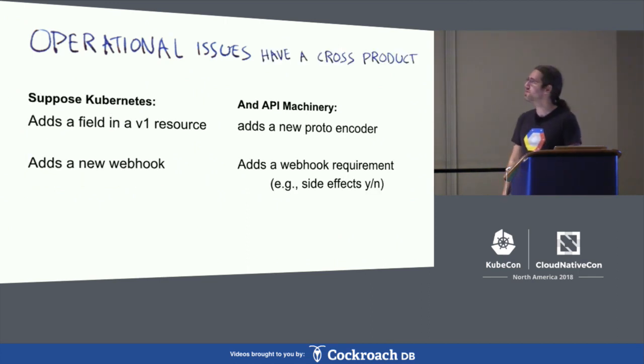And something that I haven't seen discussed too much, if at all, is that these operational issues kind of have a cross product, right? So there's concerns that are basically completely Kubernetes, like I want to add a field to my V1 resource. There's concerns that are almost entirely API machinery, like I want to add a new proto format. And since we roll out changes in both at the same time, in lockstep, it's hard to be sure that you've tested the whole cross product, right?